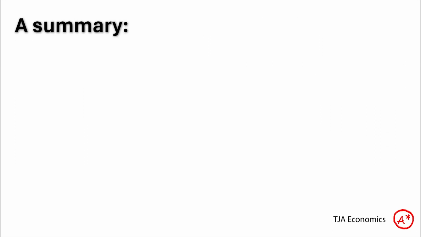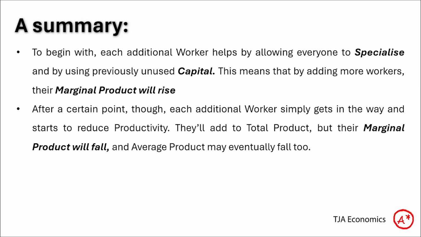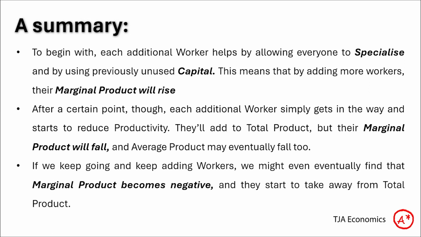So, a summary. To begin with, each additional worker helps by allowing everyone to specialise and by using previously unused capital. This means that by adding more workers, marginal product will rise to begin with. After a certain point though, each additional worker simply gets in the way and starts to reduce productivity. They'll add to total product, but their marginal product will fall, and average product may eventually fall too. Eventually, if we keep going and keep adding more workers, we might even find that marginal product becomes negative and they start to take away from total product. Like I say, that 12th chef really isn't going to help and will actually take away.